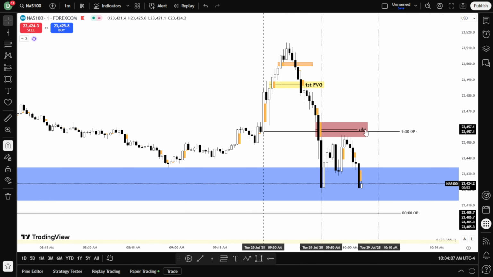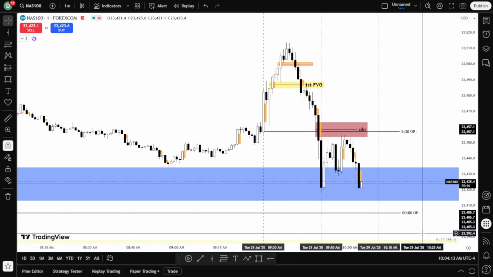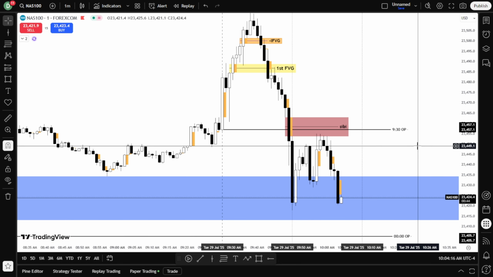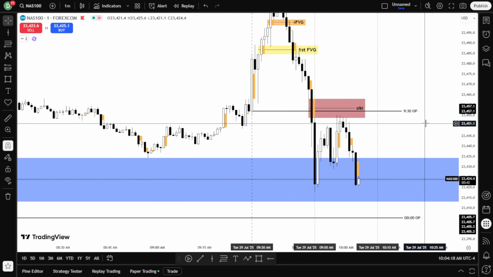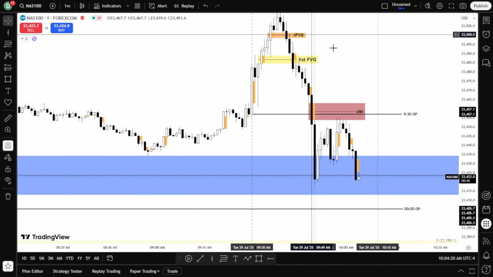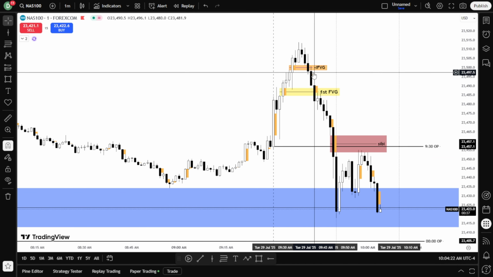And now I'm not worrying about whether I missed this move. I don't need to worry about all those things. I was confident in my analysis. I did not second guess myself.